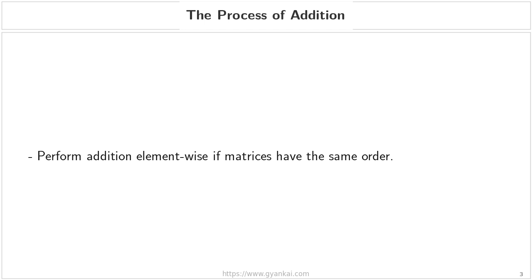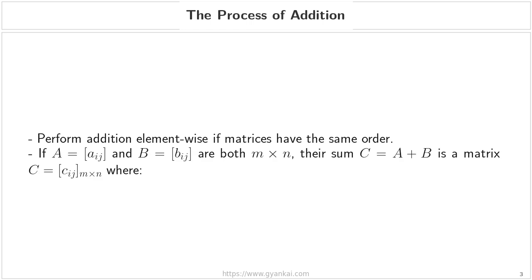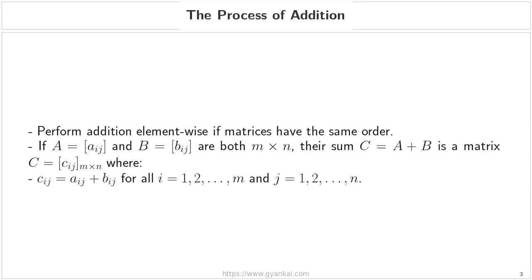First, we perform what is known as element-wise addition, provided that the matrices share the same order. To express this mathematically, suppose we have two matrices, matrix A and matrix B, both of which have the same dimensions, m by n. When we add these two together, the resulting sum, which we will call matrix C, will also be a matrix of the same order, m by n.